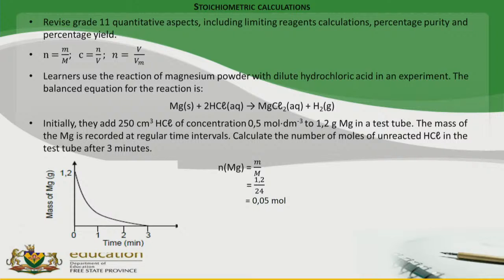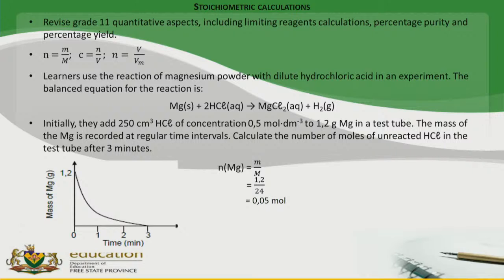Now they continue, telling you to calculate the number of moles of unreacted hydrochloric acid in the test tube. Obviously, if something remains unreacted, it means hydrochloric acid is in excess. Because you know all of the 1.2 grams of magnesium reacts, you use that one to get the others. Always check a formula that has the number of moles, or that you can use to calculate the number of moles of what was given. And then you use a balanced equation to calculate the number of moles of the one you want to calculate.